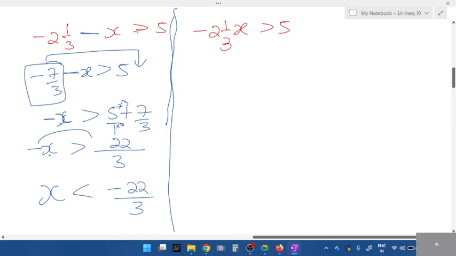Now, which one was close to x? Wasn't the minus sign just close to x? Right? So I'm just shifting the minus sign to the other side and the sign will change. Inequality sign will change.